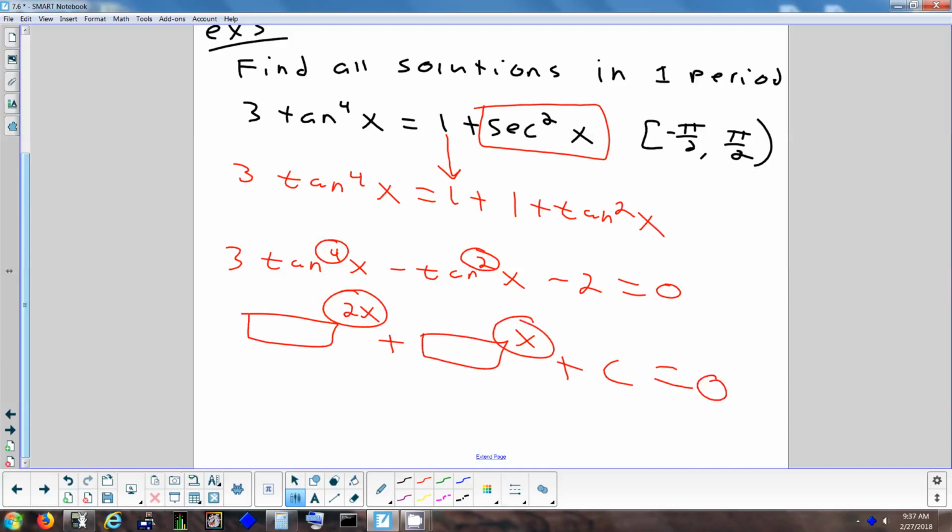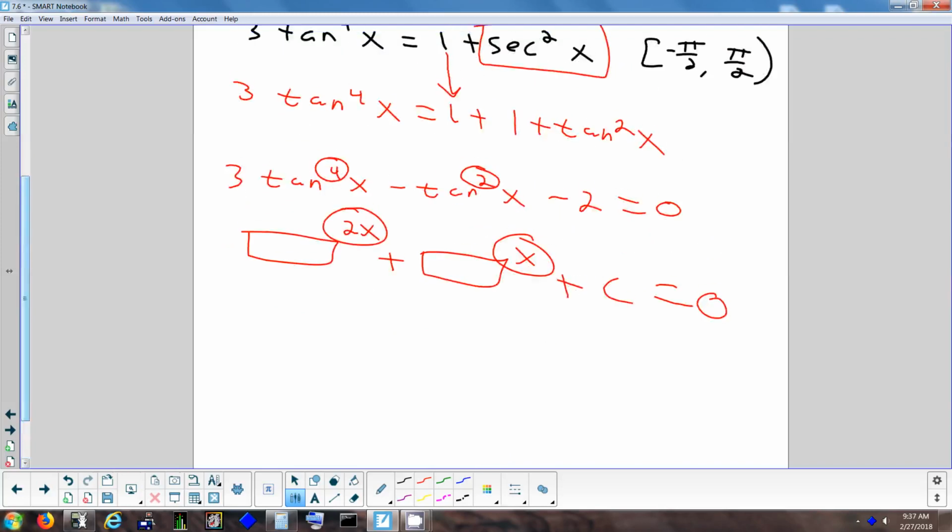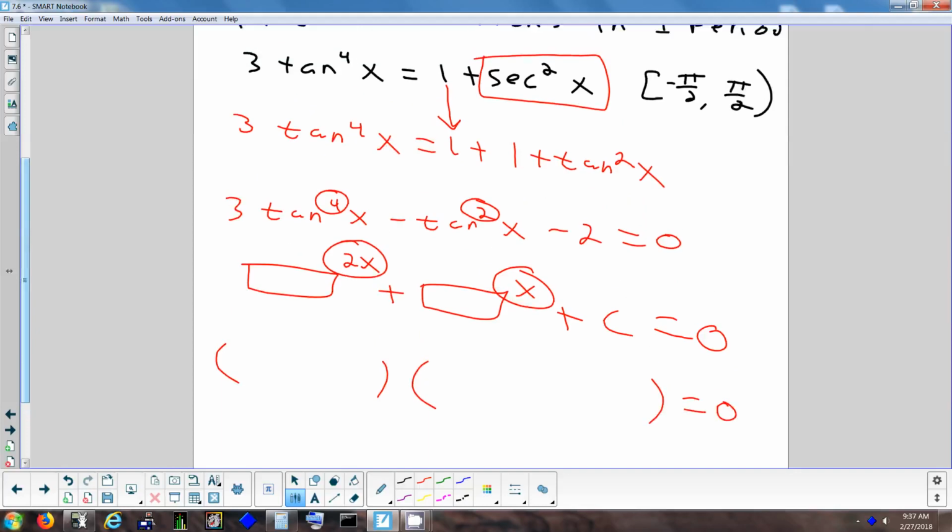All right, so now let's see if that factors. Yes, I think that will factor. So we're going to start with 2 sets of parentheses. Now, what would I put for my first term? What would I put in the first parenthesis, and what would I put in the second?